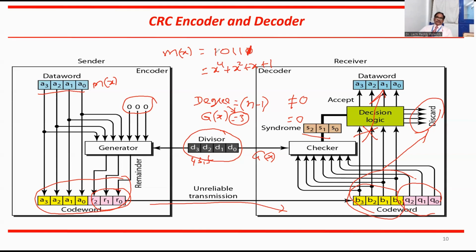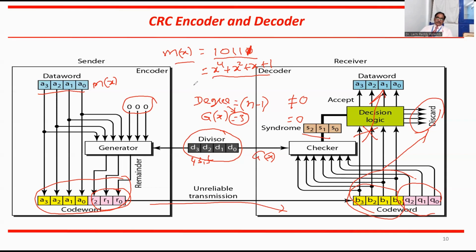So 1 indicates, see, powers 0, 1, 2, 3, 4. Power 4, so x power 4. Power 3 is 0, so that is absent. Power 2 is 1, so x square. Power 1 is 1, so x. Power 0 is 1, so 1. This is how we can represent message information either as a binary bit stream or as an algebraic expression.